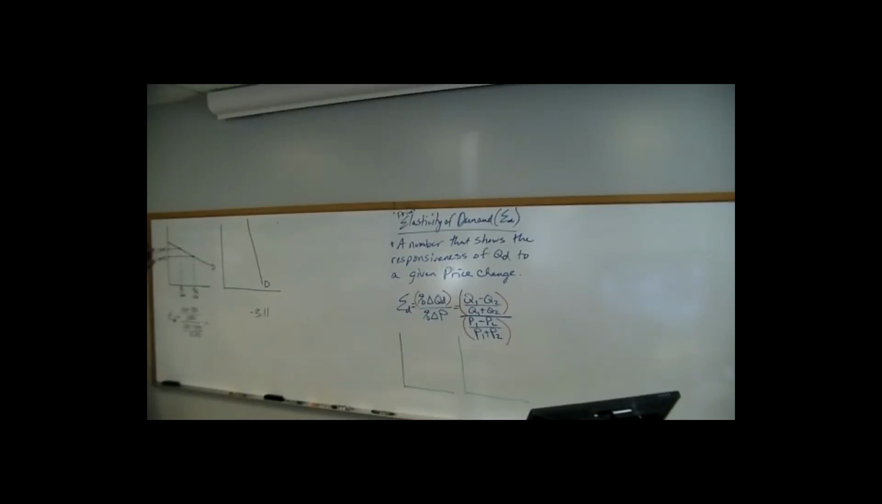P1 and P2? Yeah. So P1 is $1.20. Sorry to have you guys at a disadvantage. Maybe I'll restart the clock for you guys. P1 is $1.20. P2 is $1.